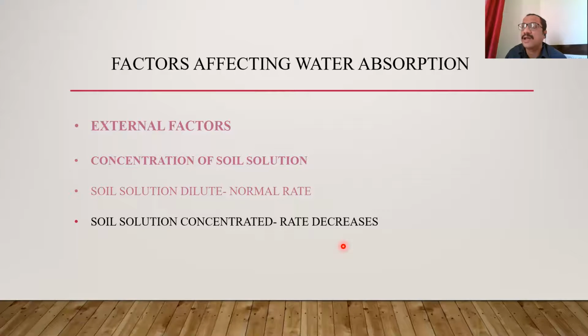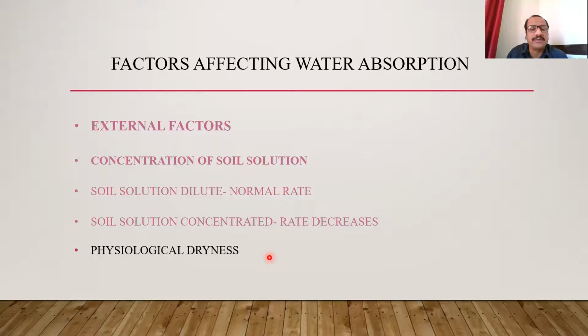The soil becomes alkaline, the soil becomes saline, and therefore its concentration is usually more than the concentration of cell sap. So water, instead of going inside the cell, whatever water is present inside the cell will come outside by the exosmosis process, and this is usually observed in saline or alkaline soil. In such soils, though there is plenty of water, water cannot be absorbed by the plant, and this condition is called physiological dryness of the soil. So this is another factor which affects water absorption.